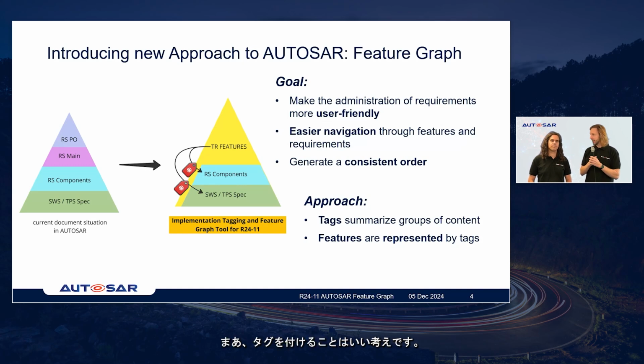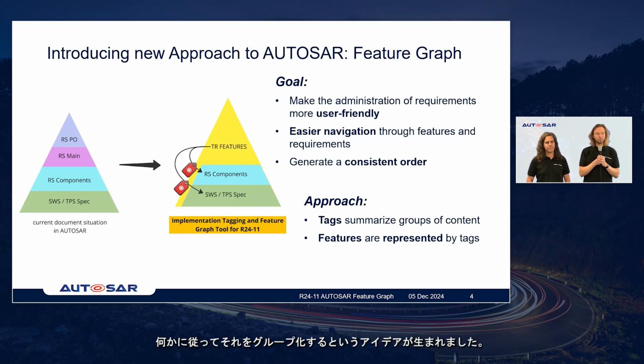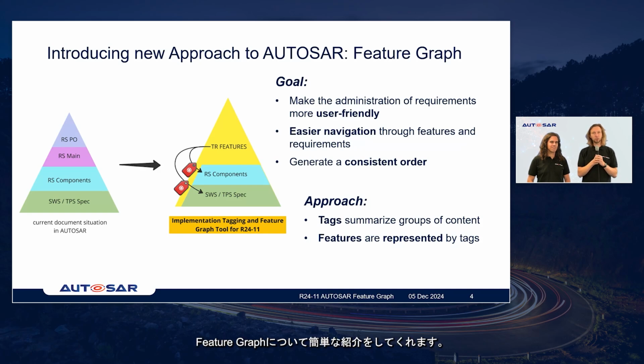Okay, tagging is a nice idea, but what should we tag it with? Maybe let's do some grouping. What features do we have? So the idea was born to collect the features and then group them according to something. What this something is, I would like to hand over now to Philipp, who will give you a brief introduction to the feature graph.